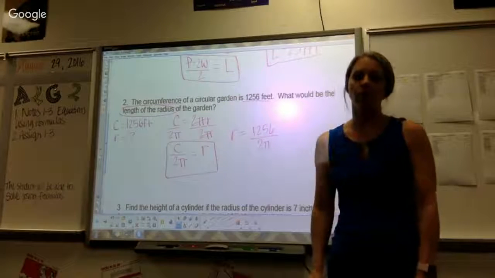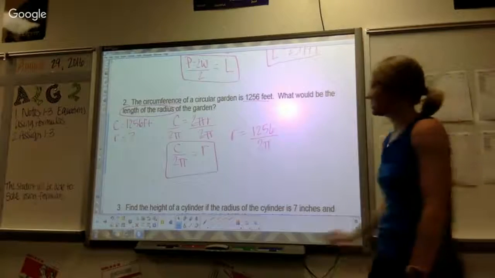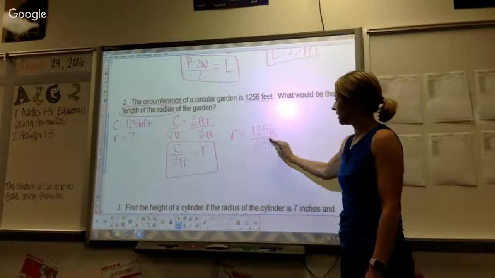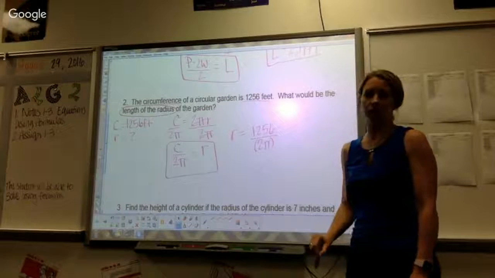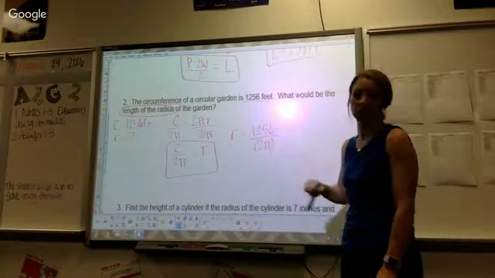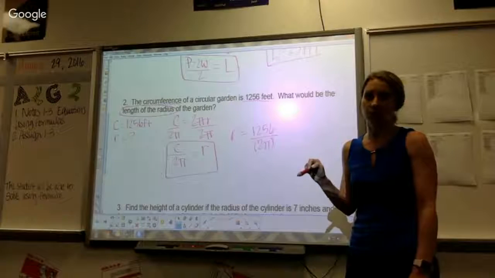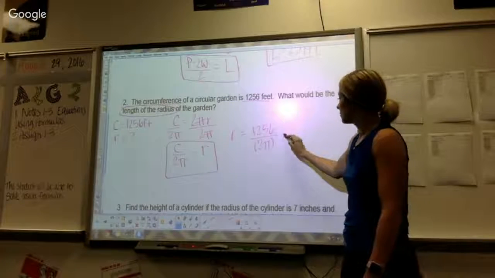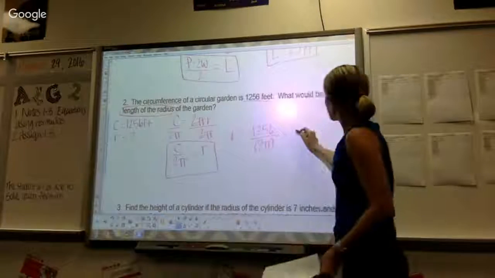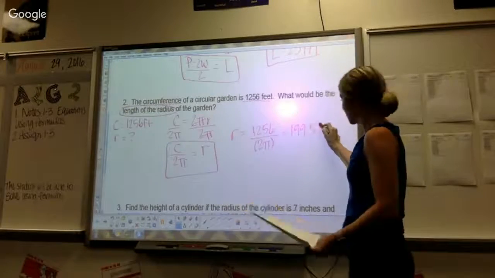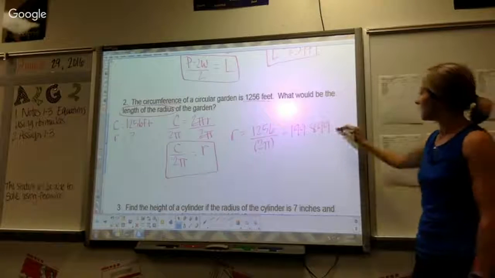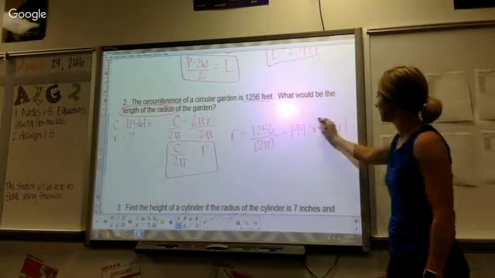Now I want you to use the pi button on the calculator when you're plugging this in. If you're plugging in the whole thing all at once, you have to put parentheses around 2 pi when you're dividing, or it's going to give you the wrong answer, because it would divide by 2 and then multiply the whole answer by pi, and we don't want to do that. Okay, so when you do that, you should get 199.899, because we're rounding to 3 decimal places, and the units would be feet.